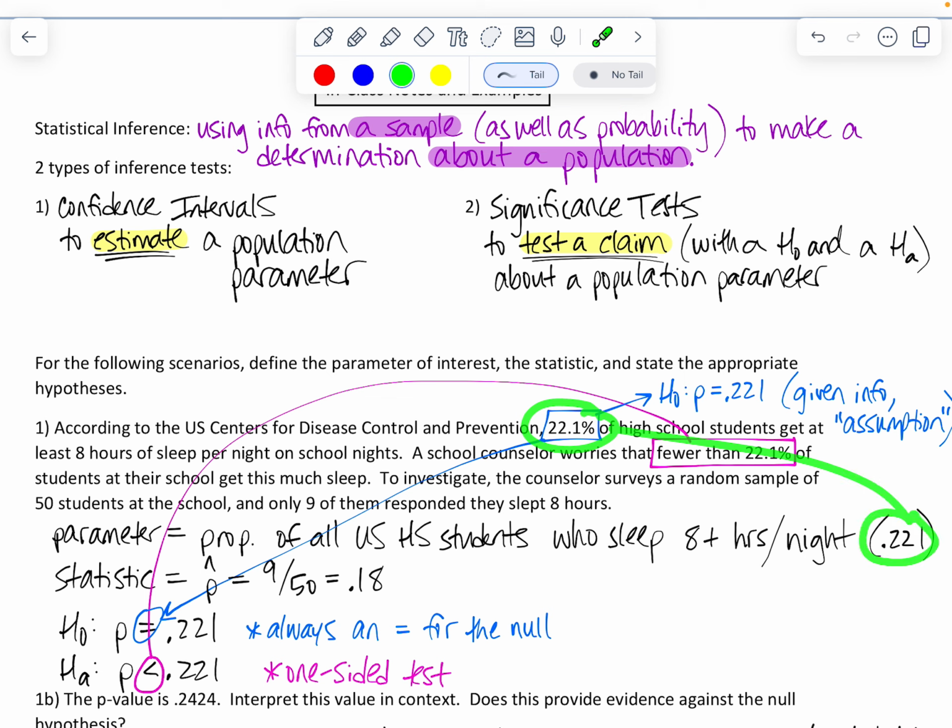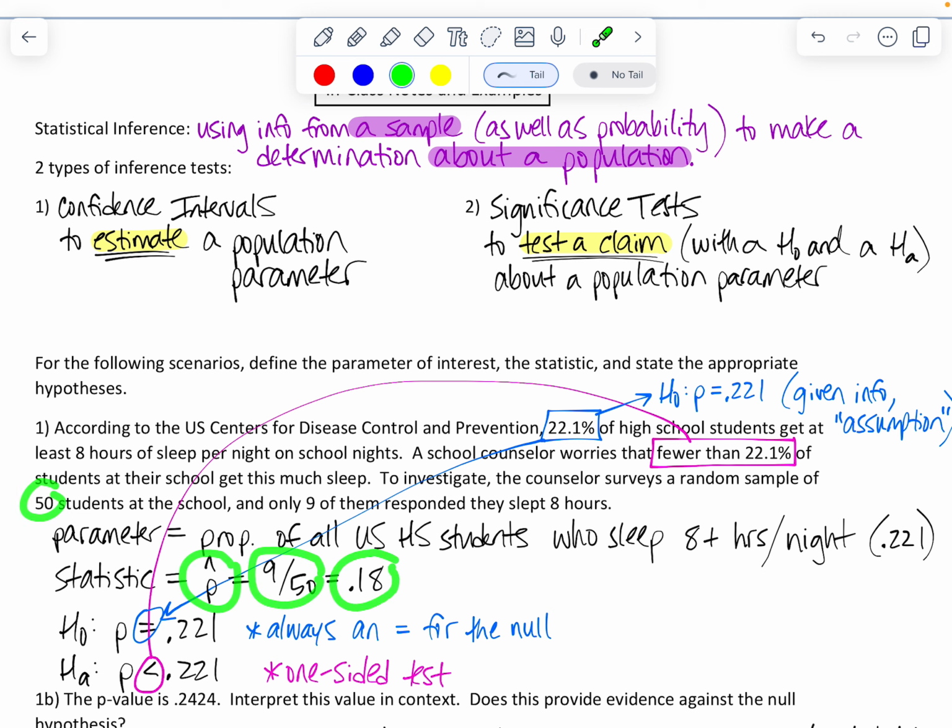Remember last chapter we were trying to estimate this number and we didn't know what it is, so we did our confidence interval. Now we have a number for it, we have an assumption, and we're going to test it. Okay? The statistic, not to be confused with the parameter, is the p-hat. We took one sample of 50 students and we got whatever 9 out of 50 is, 18%.